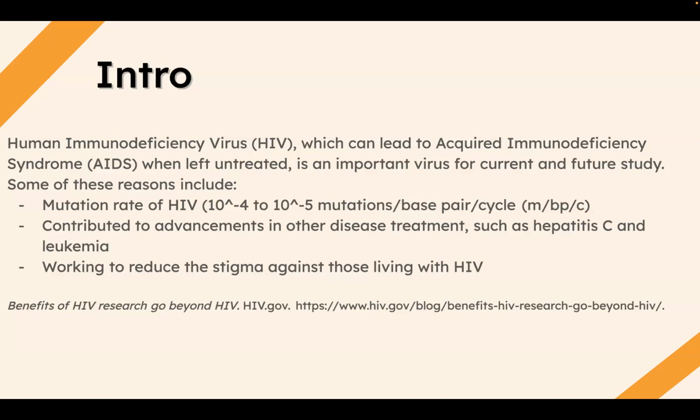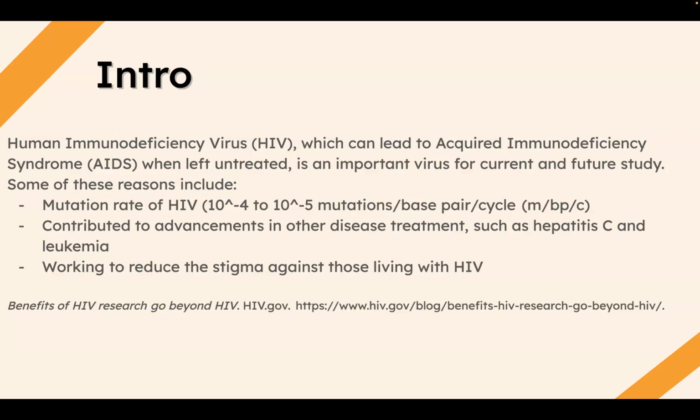Another is the fact that development of HIV drugs has led to treatments in other areas like hepatitis C and leukemia. Another great example is Paxlovid. Ritonavir, which was developed as a protease inhibitor for HIV, is actually used in Paxlovid for COVID-19 to inhibit cytochrome P450 metabolism in the body.